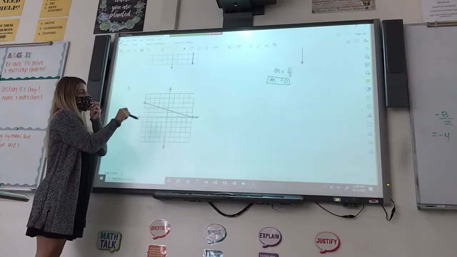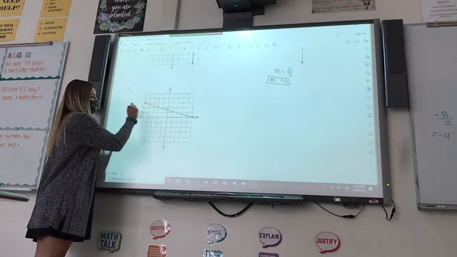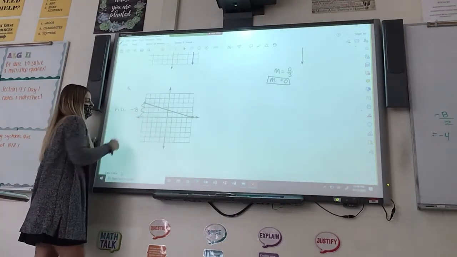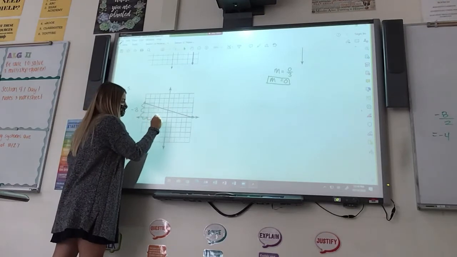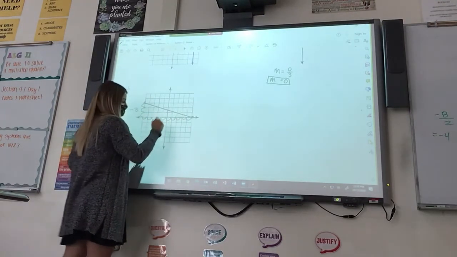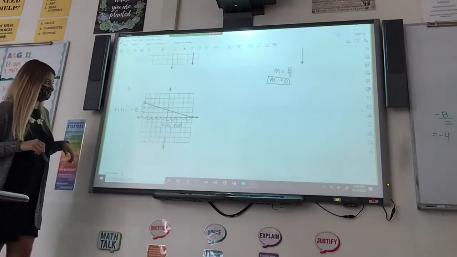Grace, you wanna start at the top or the bottom? Okay, so we gotta go 1, 2, 3 down. So this is my rise. Then I have to go 1, 2, 3, 4, 5, 6, 7, 8, 9, 10 to the right. Negative 3 over 10. Correct.